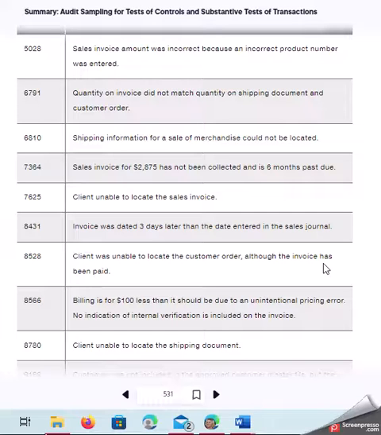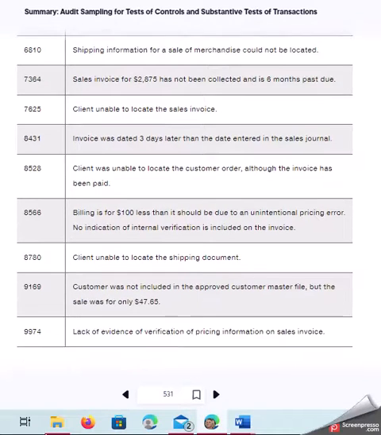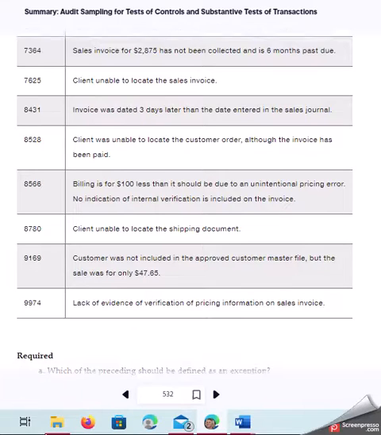So again, look through the others, so maybe increase your sample size a little bit to look through to make sure that this isn't a common occurrence, that we can't find the customer orders for other ones. Because again, we know it's a legitimate transaction. We just want to make sure it's not something that's happening all the time.